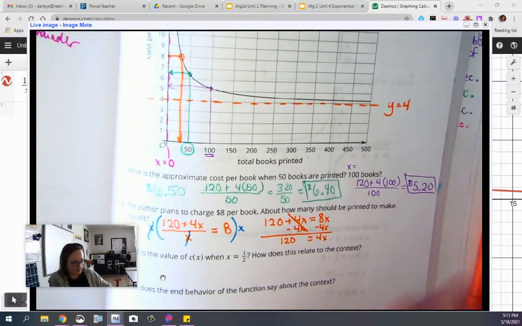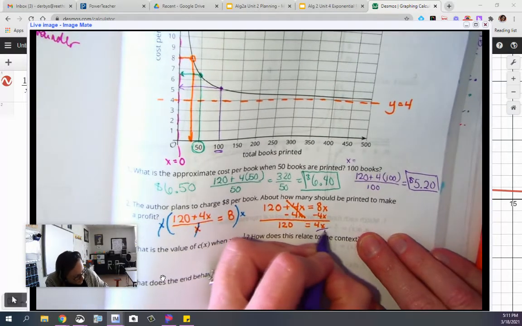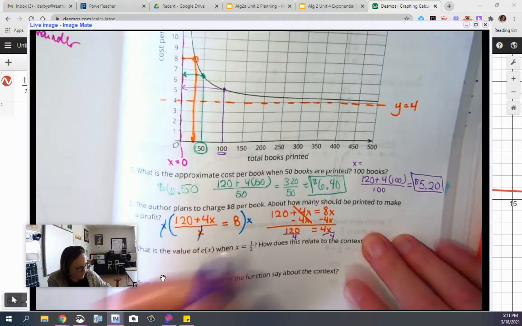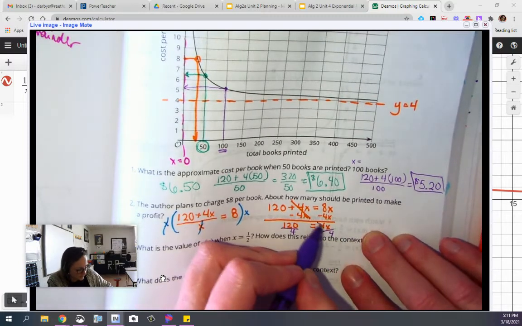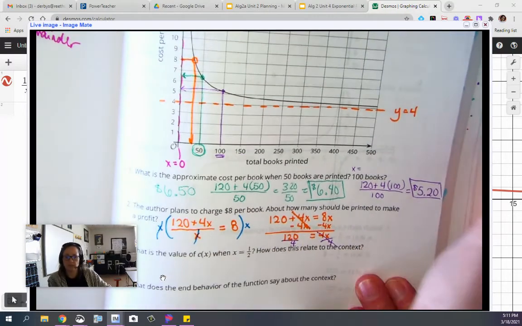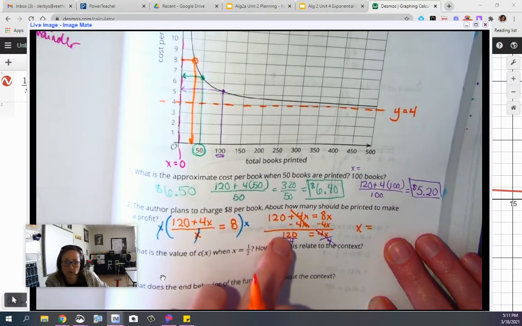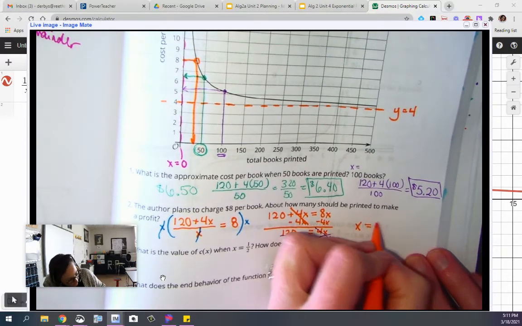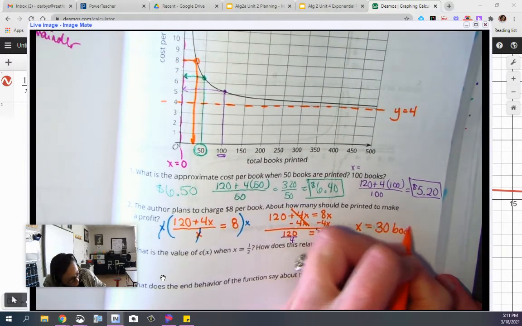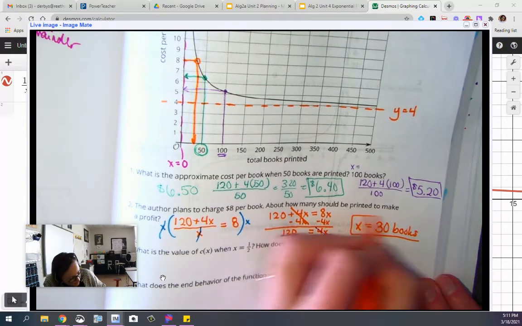Now I have one last step in order to solve this for x. To figure out how many books we would need to print, we would have to divide by 4. Those 4's here will cancel out. So x equals 120 divided by 4, which is 30 books. Pretty close to what I predicted from my graph.